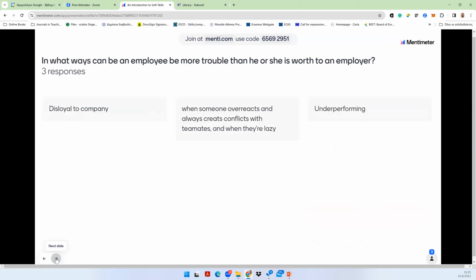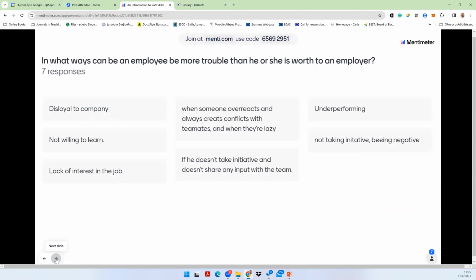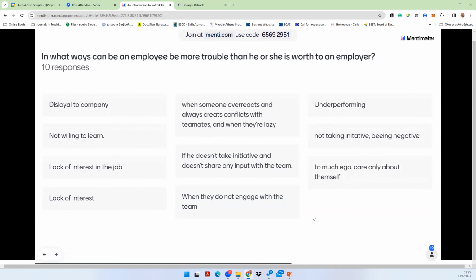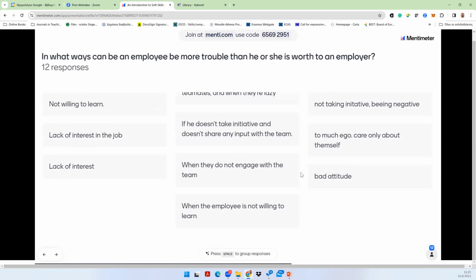When someone overreacts and always creates problems, very important. I have it as well. I think that I should find another job. Underperforming, not willing to learn. If he does not take initiative and does not share any input with the team, especially in academia, they are closed boxes because of the fierce competitiveness. But we learning from each other is the fastest way, is the motorway to excellence. Much ego, care only about themselves, lack of interest in the job, bad attitude, excellent. When the employee is not willing to learn, also very important.